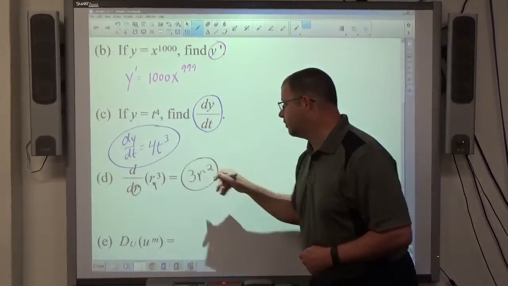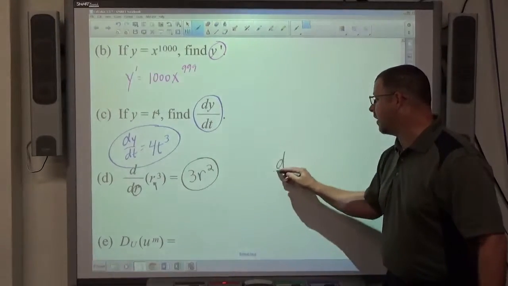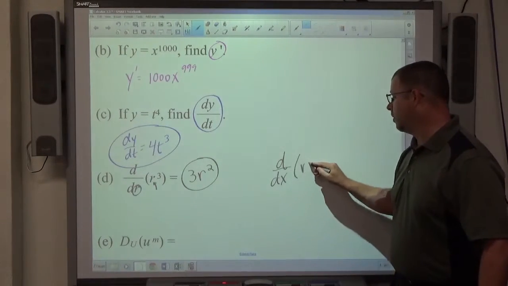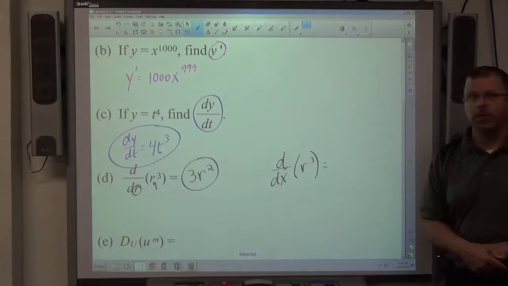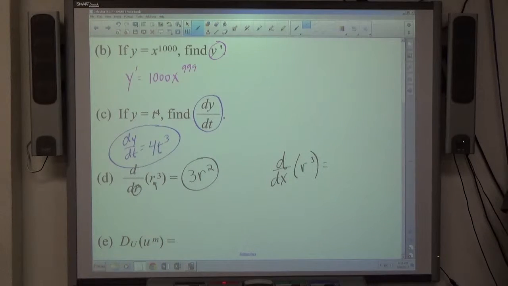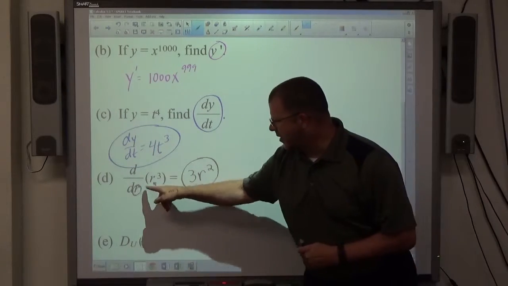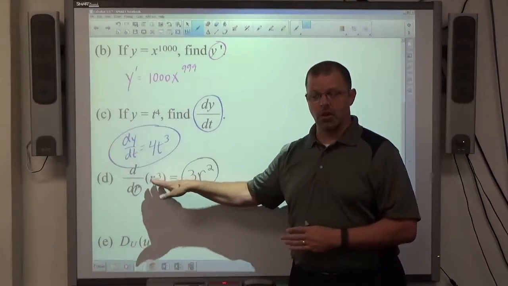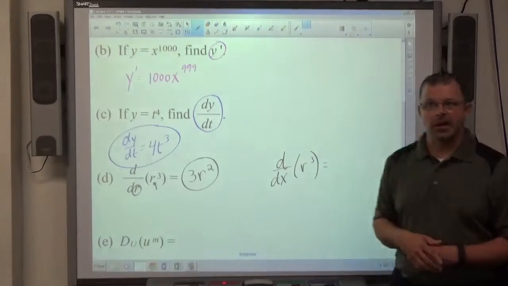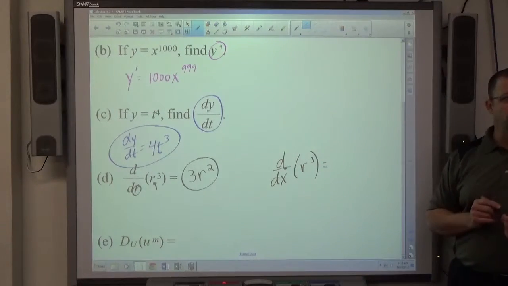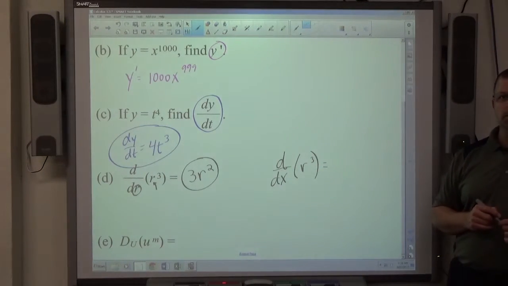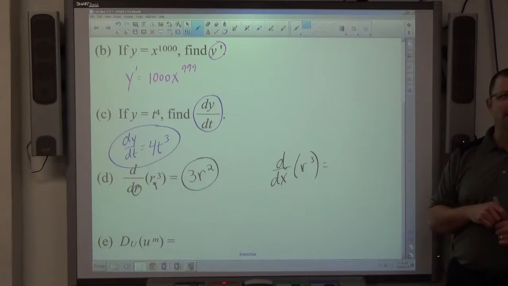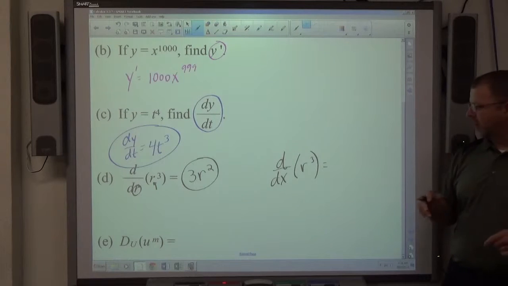Suppose, just for the sake of argument, it said d over dx of r cubed. What do we think the answer to that is? Again, this letter matches that letter, which means we have to differentiate using x as the variable. So d over dx of r cubed. Anybody want to venture a guess as to what that is? Not the same thing. Does not exist? It's not that either. 0. 0 is the answer.